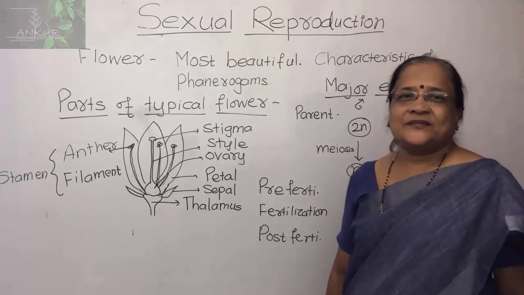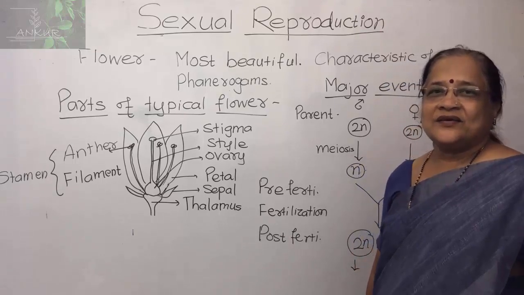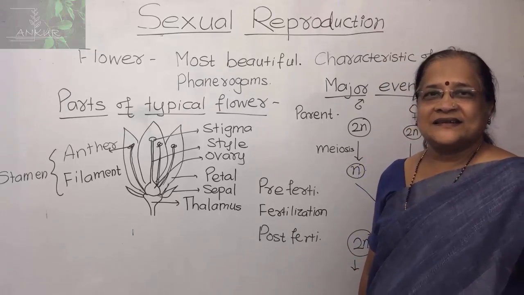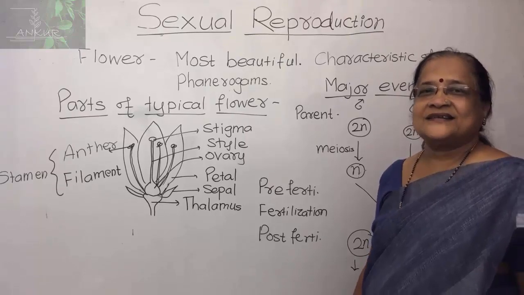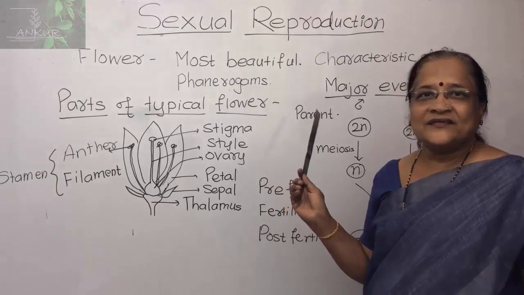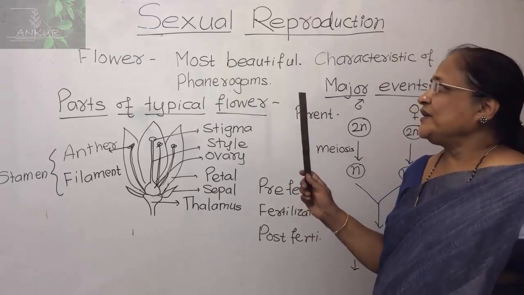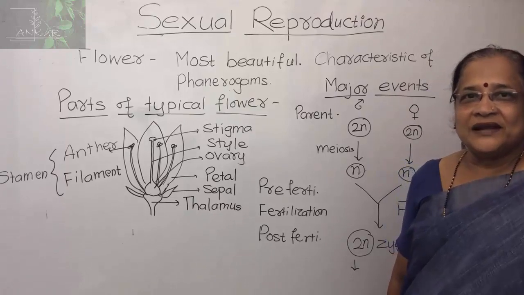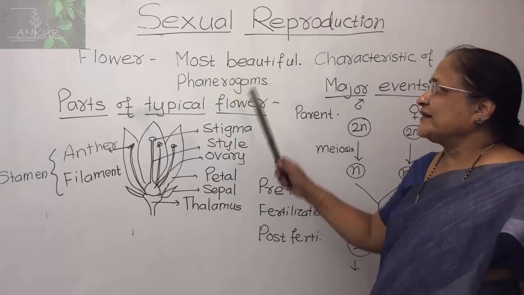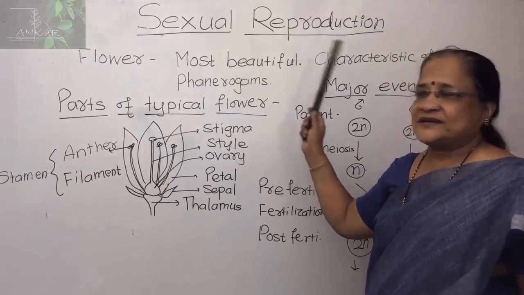The next method of reproduction in higher plants is sexual reproduction. What is sexual reproduction? It is the union of two compatible cells, that is, the union of two sex cells, and the smallest unit of sex cell which gets united, we call the gametes.